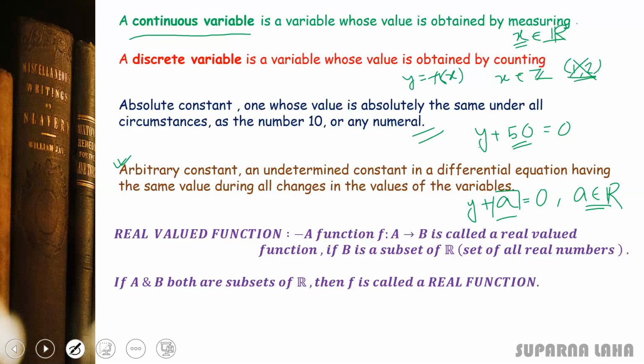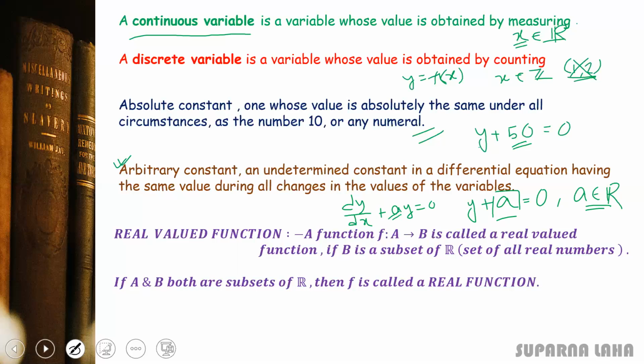So what is this arbitrary constant? An undetermined constant in a differential equation having the same value during all changes in the values of the variable. Suppose you can write dy/dx plus ay equals 0. This is also a differential equation, dy/dx plus ay equals 0. Here this a we will call an arbitrary constant.